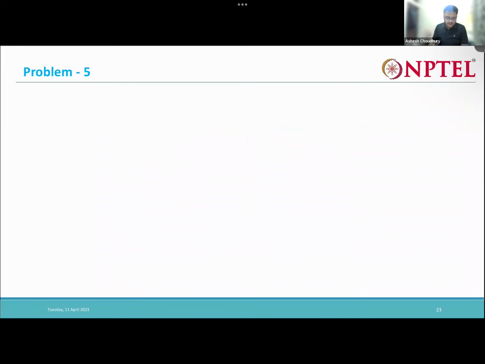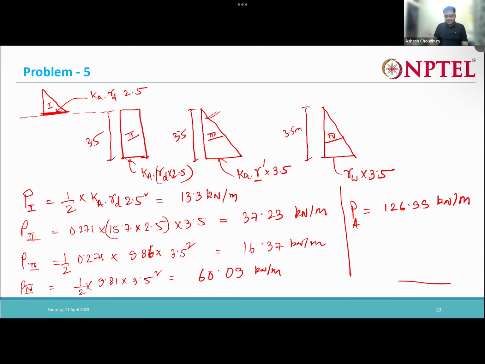So it's easy if we separately draw all these pressure diagrams and then solve. Rather than drawing all these in one figure, it's easier if we separate them out, draw separately and then solve. It's quite easy that way, and the chances of making a mistake are actually less.